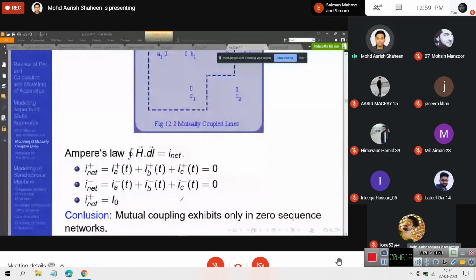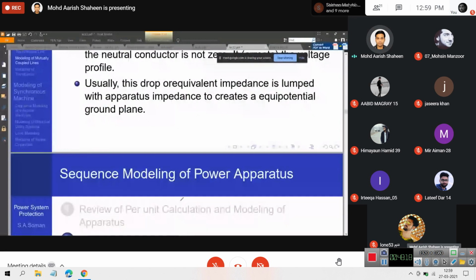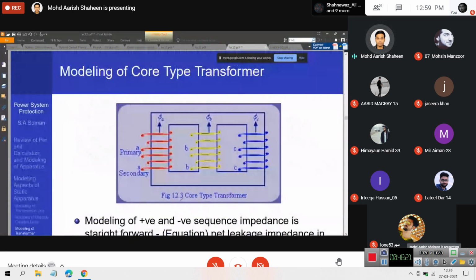So the next one is, okay, we have modeling of a transformer. We have already seen that. Basically, there are different types of transformers and there are different modeling circuits. This is what is known as a core type transformer. There is also a shell form transformer. So again, just like in the case of a transmission network, the zero sequence, the positive and negative sequence properties of a transformer are identical. Their impedances are the same. The same is not true, by the way, for a zero sequence behavior.